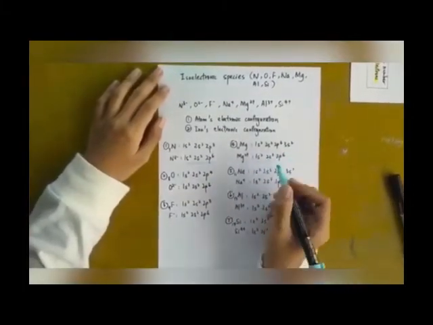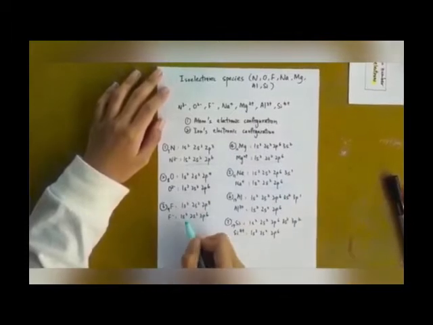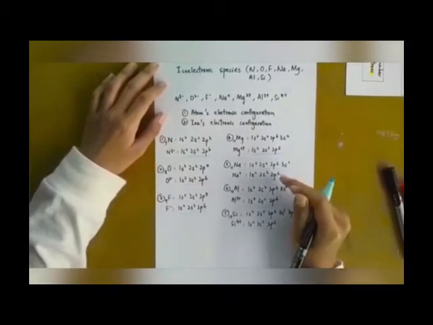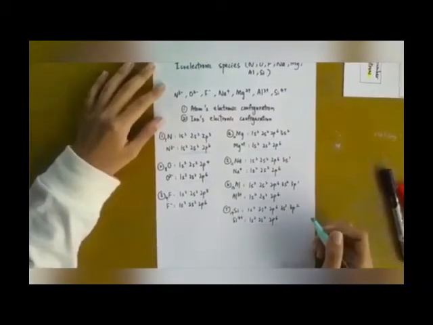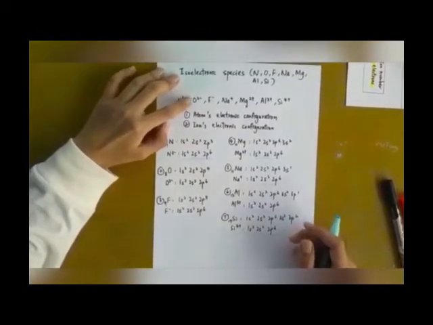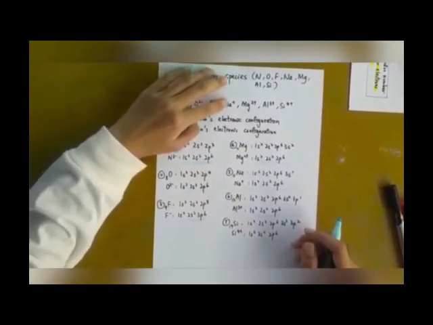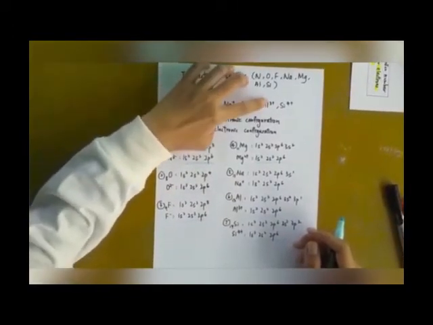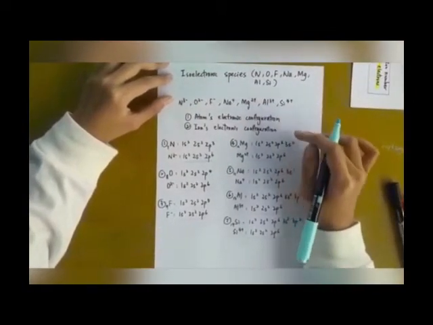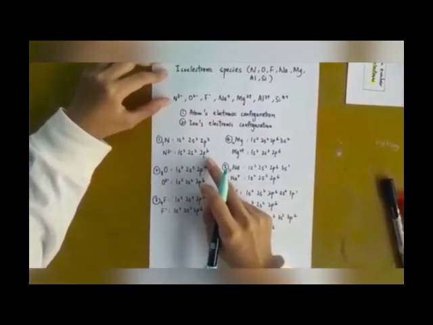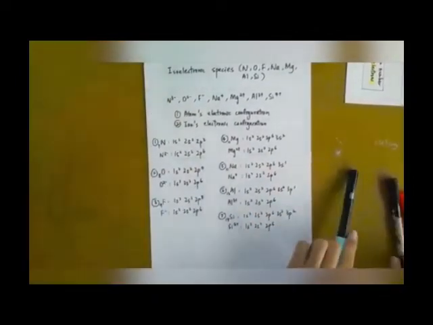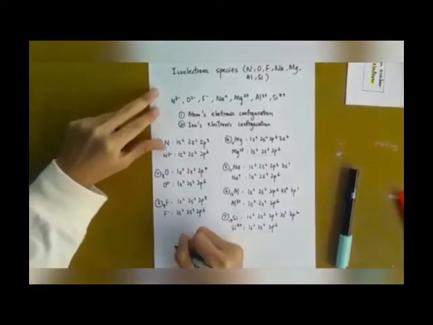So the electronic configuration of all these ions has the same pattern, which is 1s2, 2s2, 2p6. This shows that N3 negative, O2 negative, F negative, Na positive, Mg2 positive, Al3 positive and Si4 positive have the same electronic configuration of 1s2, 2s2, 2p6. It is the same electronic configuration as neon.